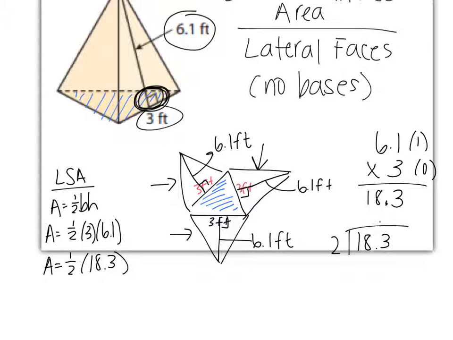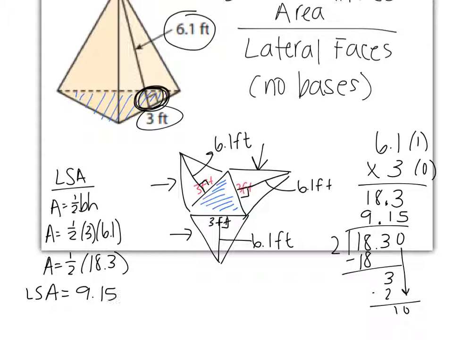Remember, that just means we're going to divide by 2. You bring up your decimal, because as long as there's no decimals on the outside, you're good. If there's decimals on the inside, you just bring them up. So I have 9 minus, bring down your 3. 2 goes into 3 once. We have to create a 0 to bring it down. So I have 10, and 2 goes into it 5 times. So your lateral surface area, LSA, is equal to 9.15 feet squared. Yet again, remember, it is feet squared because we're dealing with area.